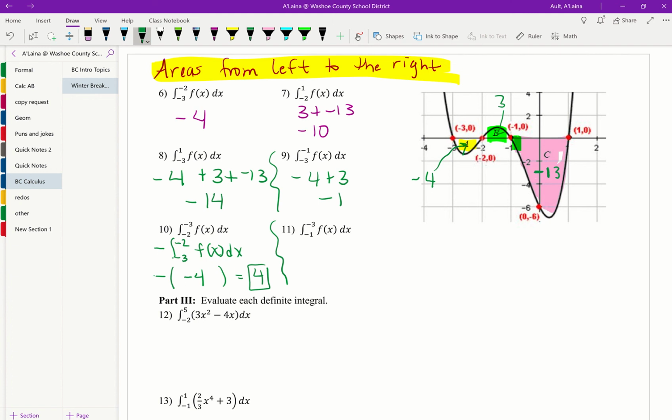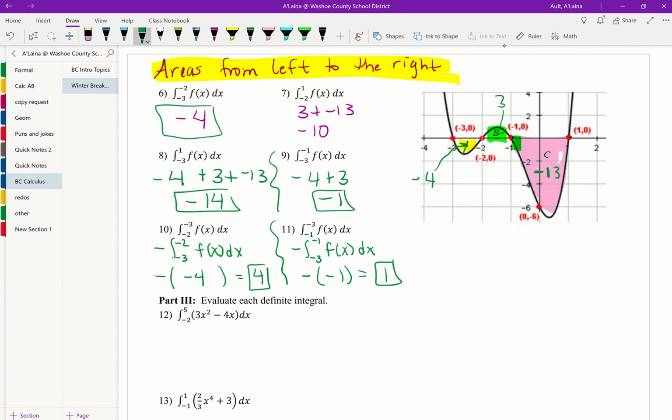Same issue happens here with number 11 in that this is written backwards. And so I could rewrite this integral as the negative integral from -3 to -1, so that these are going from the smallest number on the bottom to the largest number on the top. So we actually, I think, may have already done this one. -3 to -1, we actually did that in number 9, and we got a -1. We need to change the sign of that to +1.